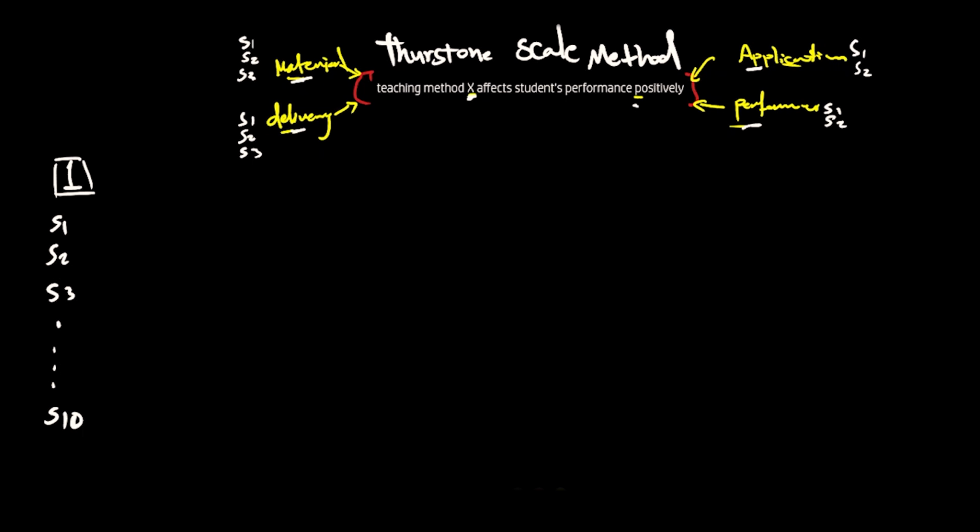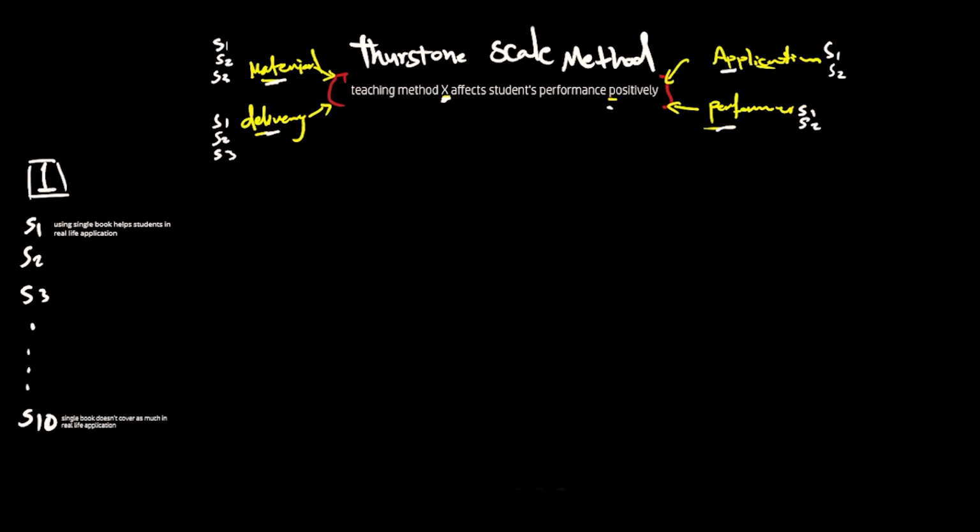Now, what kind of statements am I talking about? What would these statements look like? Here is an example. The first statement says, using a single book helps students in real life application, since we know this teaching method is using a single book. Another statement says, a single book doesn't cover as much in real life application.